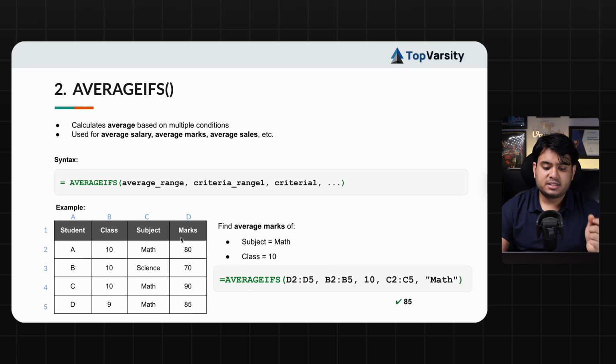For that I will select the range. First of all, according to the formula, it is asking for the average range, so the average range should be our marks. So I'll select D2 to D5 as the average range, and then I will select the first criteria. So here I have selected the first criteria, which is class equals 10, because it is asking for class equals 10.